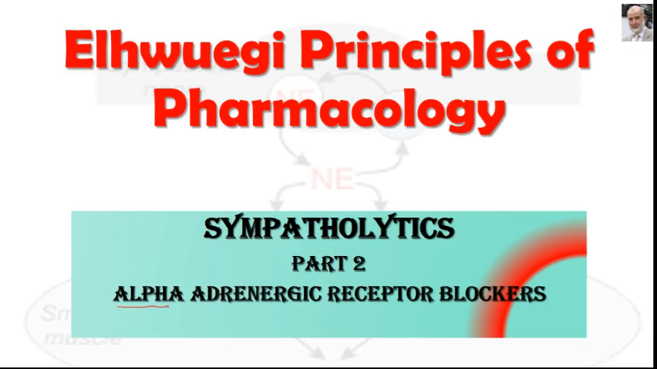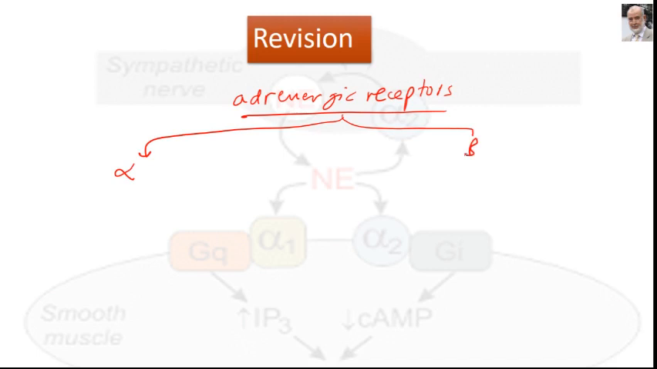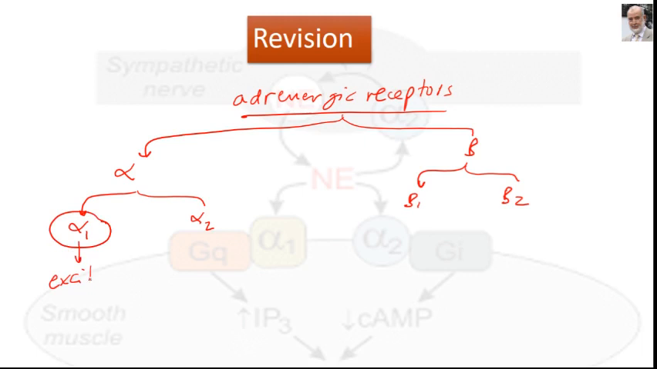So, in revision, what we have said before, we have classified adrenergic receptors into two major types, alpha-adrenergic receptor and beta adrenergic receptor. We subclassify the alpha receptor into two major subtypes, alpha 1 and alpha 2, and the beta adrenergic receptor into beta 1 and beta 2. We said that alpha 1 are always excitatory except in the intestine where they are inhibitory, while alpha 2 are always inhibitory. So today we'll speak about drugs that block the alpha receptor.